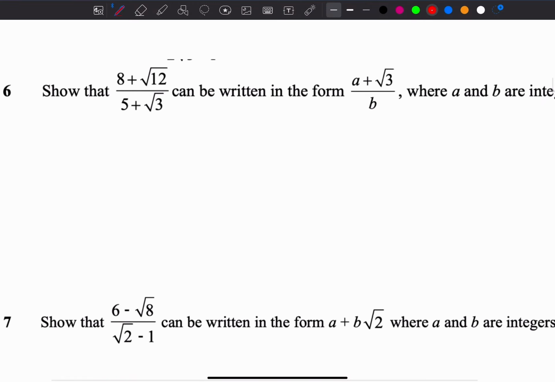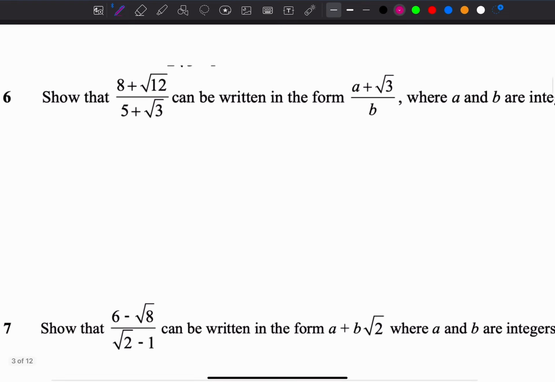Okay. If you remember what I would have said, even before you touch to do the question, always simplify as much as possible. So you know that root 12 can be simplified. Root 12 is what? Root 4 root 3. Root 4 is 2, so basically 2 root 3. Okay, so let's rewrite the question. 8 plus 2 root 3 over 5 plus root 3.